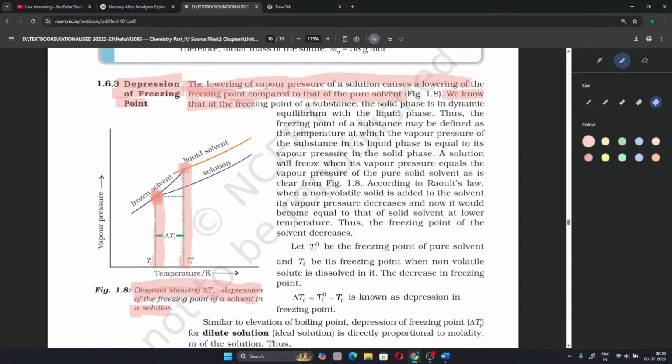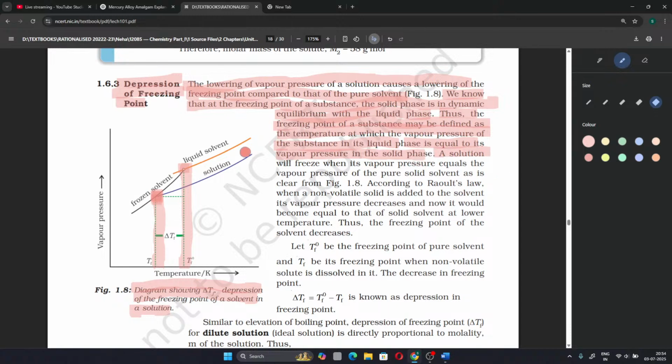We know that at the freezing point of a substance, the solid phase is in dynamic equilibrium with the liquid phase. Thus, the freezing point of a substance may be defined as the temperature at which the vapor pressure of the substance in its liquid phase is equal to its vapor pressure in its solid phase. The boiling point can be defined as the temperature at which the vapor pressure of the liquid reaches atmospheric pressure, but the freezing point is reached when it equals the solid phase vapor pressure.